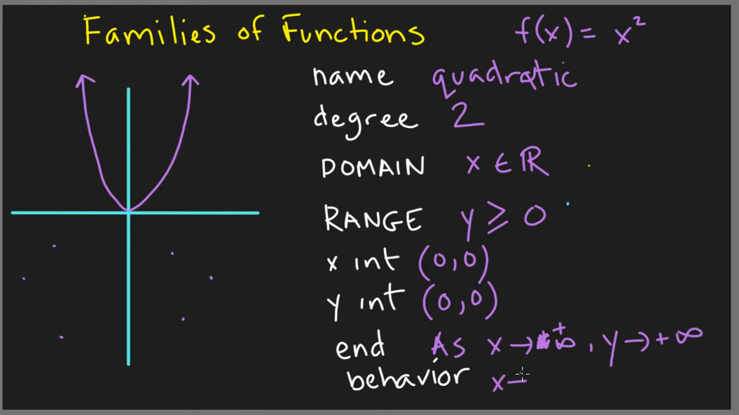As x approaches negative infinity, y is going to approach positive infinity. As you go out on the x-axis this direction, your y is going up. As you go towards negative infinity, your y is going up. And those are your quadratics.